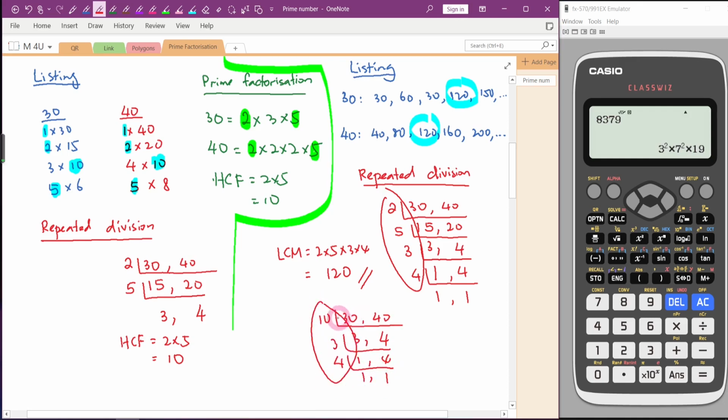You will still get the same answer. 10 times 3, you get 30. 30 times 4, you get 120. But if your teachers want you to use prime number, then you need to follow, okay?